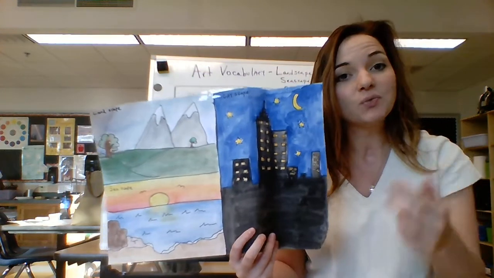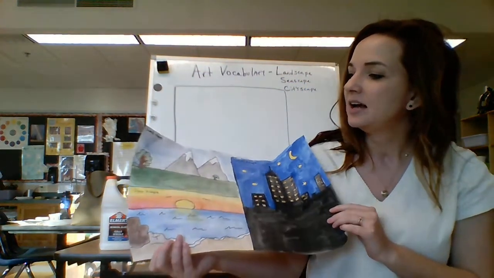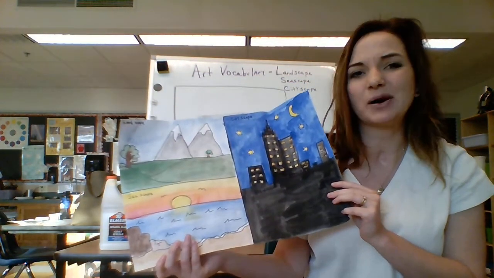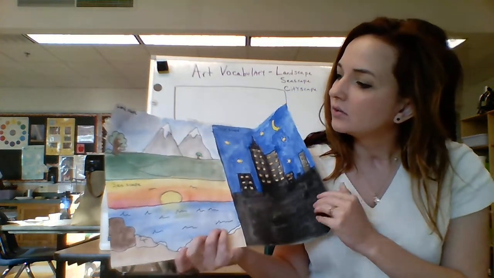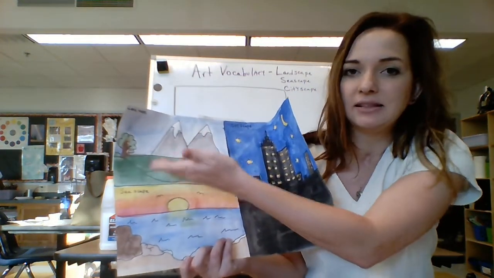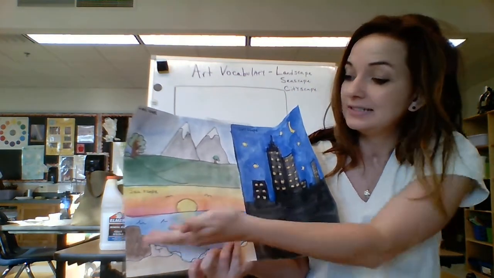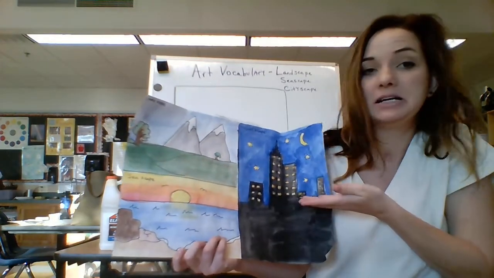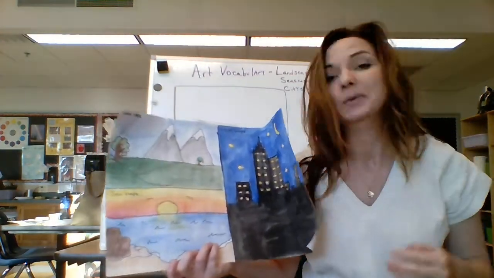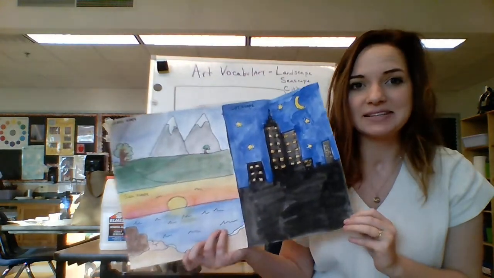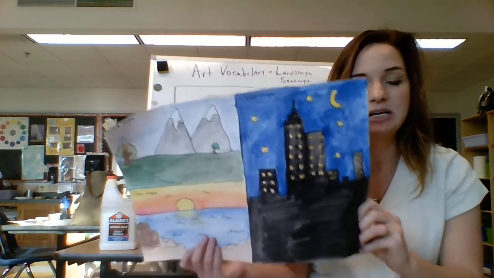Yes, indeed, you're right. And I love these vocab words because they're pretty easy to keep in your brain, because it has the word right before scape, right? Land, scape. Sea, scape. City, scape. There you go. All right. So one of my favorites. It's a classic.